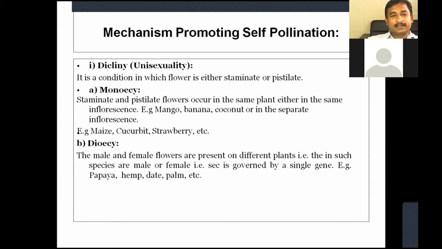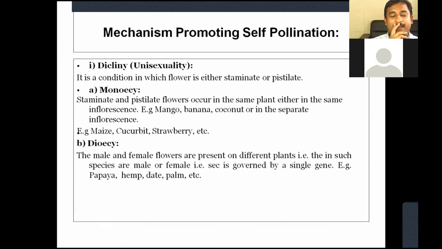In the case where the male and female flowers are present in different positions on the same plant, that is called monoecy. Examples are maize, cucurbits, meaning the cucurbit family, and strawberry. And there is another condition called dioecy. In this, male and female flowers are present on different plants.